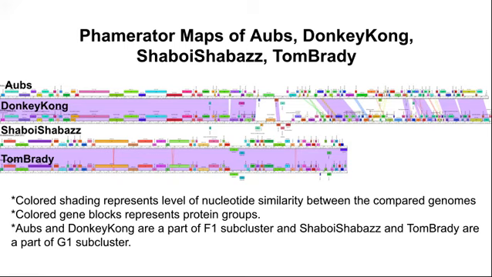The maps visually show us the comparisons in the length of genome, as Aubs and Donkey Kong appear longer than ShaboiShabazz and Tom Brady. Aubs and Donkey Kong are a part of the F1 cluster, and ShaboiShabazz and Tom Brady are a part of the G1 cluster.